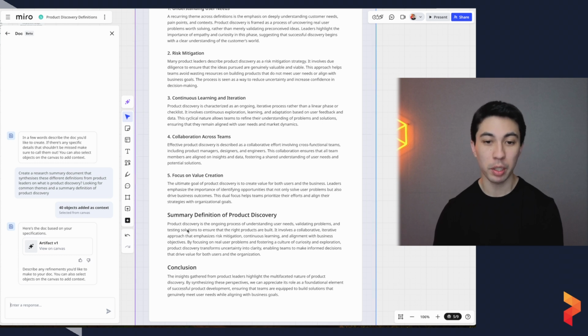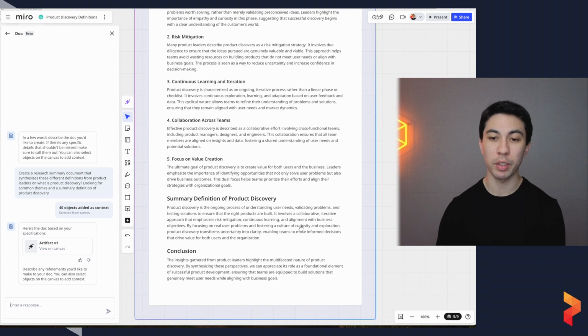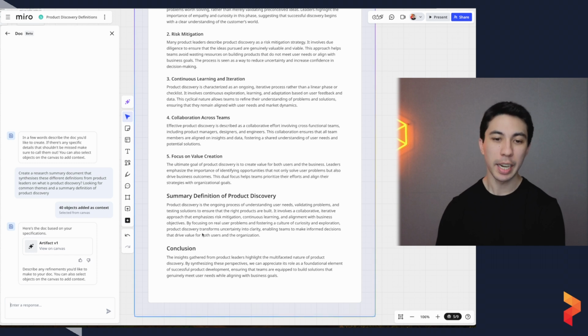Summary definition is: product discovery is an ongoing process of understanding user needs, validating problems, and testing solutions to ensure that the right products are built. It involves a collaborative, iterative approach that emphasizes risk mitigation, continuous learning, and alignment with business objectives. By focusing on real user problems and fostering a culture of curiosity and exploration, product discovery transforms uncertainty into clarity, enabling teams to make informed decisions that drive value for both users and the organization.